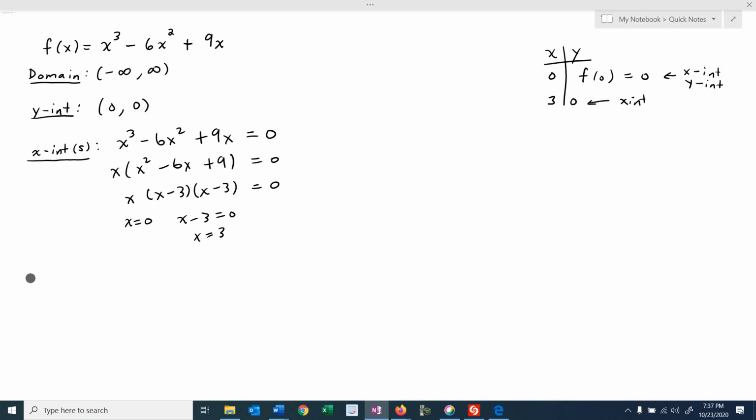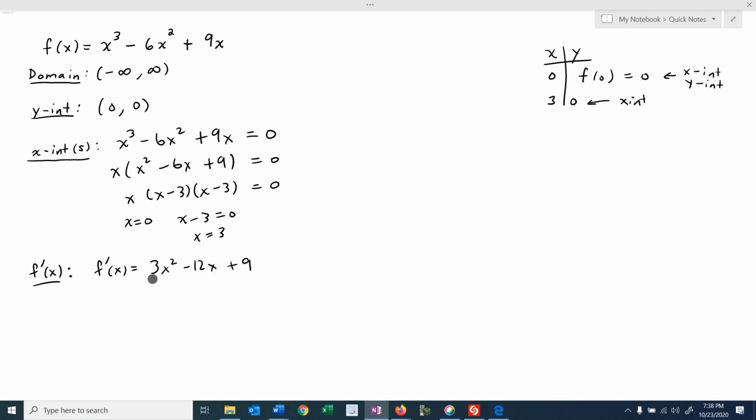Okay, now what we're going to do is try to get as much information as we can from the first derivative of the function. So let's go ahead and find the derivative, which is 3x squared minus 12x plus 9. Now we're going to create a sign chart for the first derivative.